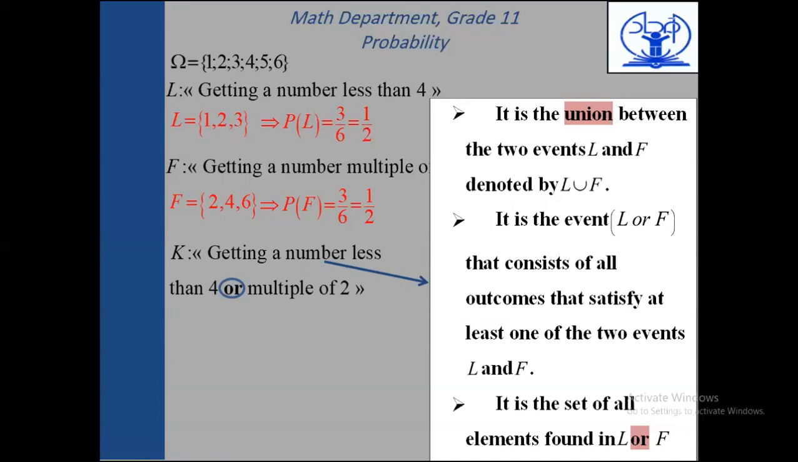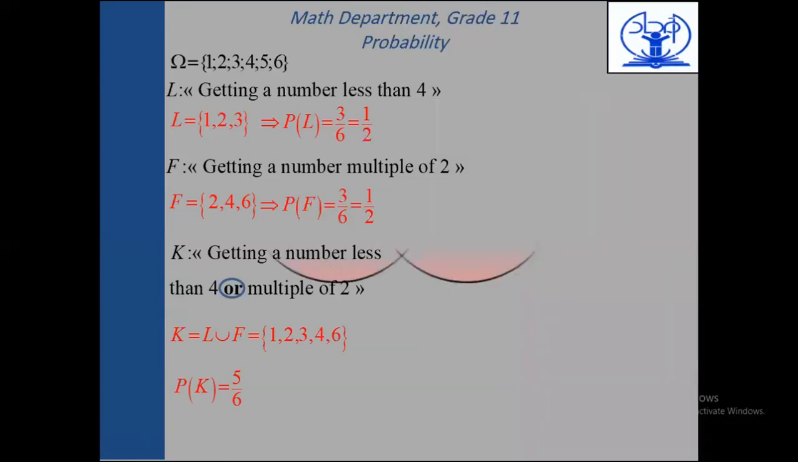It is the set that consists of all outcomes that satisfy at least one of the two events L and F. It's the set of all elements found in L or in F. If an element is found in both, then yes, it's also considered in the OR. So the intersection is a part of the union. If this is L, 1, 2, 3, and this is F, 2, 4, 6, then the union, the set of all elements that satisfy at least one of these two, is 1, 2, 3, 4, and 6. And consequently, the probability of K will be 5 over 6.